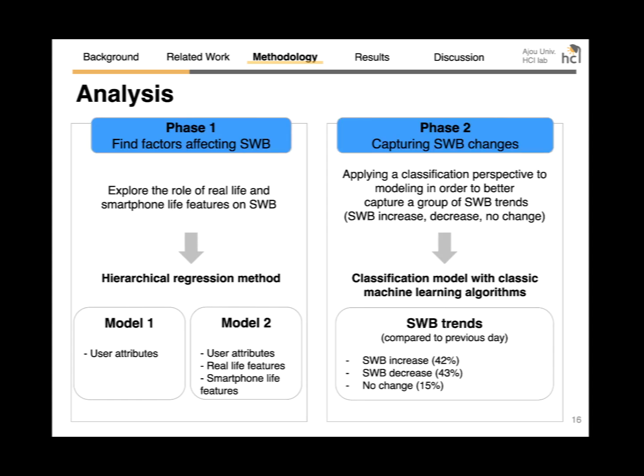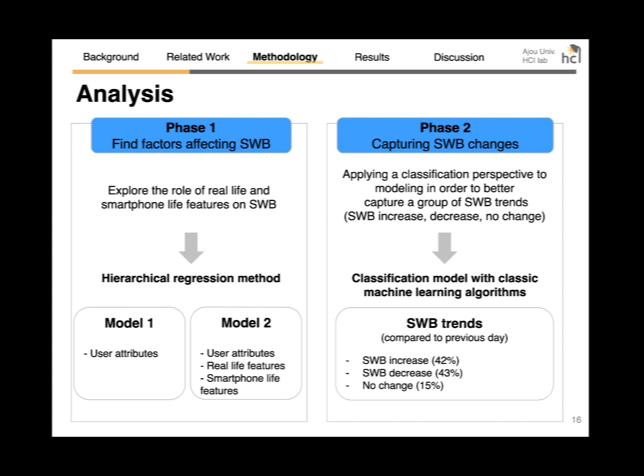After deriving real life and smartphone life features from the smartphone log data, we conducted two primary analyses. In phase 1, we used the hierarchical regression analysis method to determine how real life and smartphone life features affect the participants' subjective well-being. Using the hierarchical regression method, we derived two models. Model 1 was developed based on the user attributes such as self-esteem and personality, and Model 2 was developed based on the smartphone passive sensing features, while controlled for the user attributes used in Model 1.